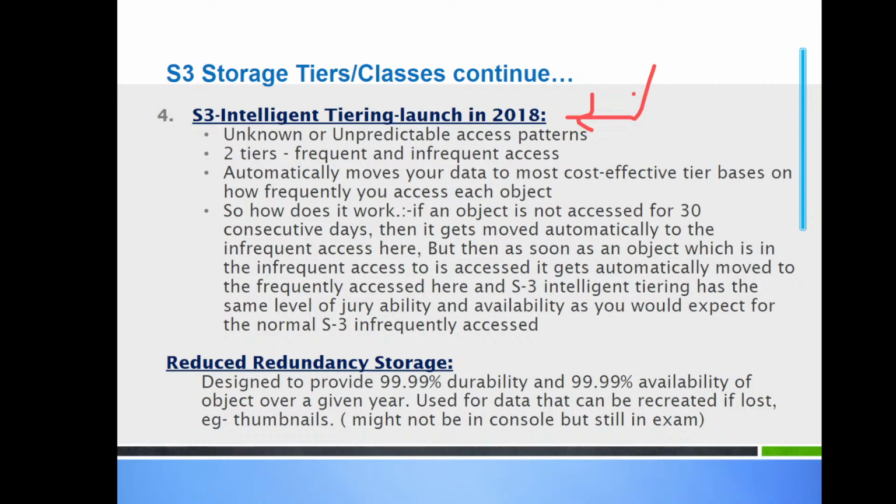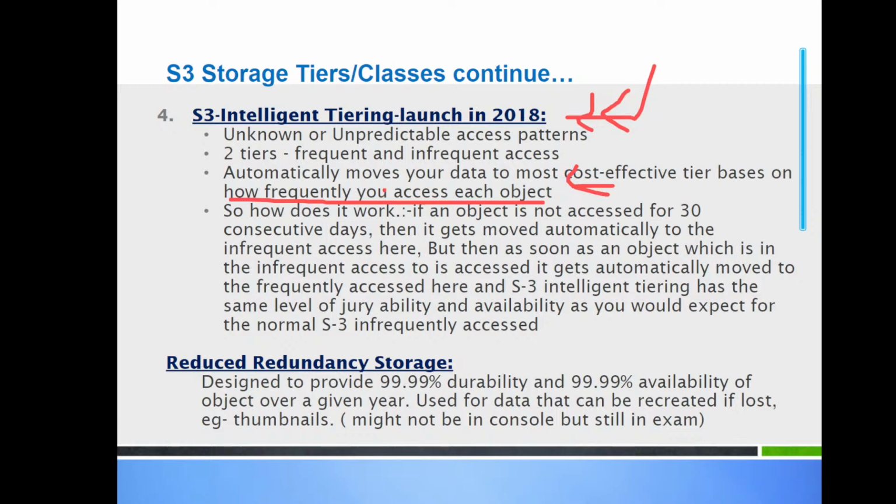So Amazon itself tracks some files and will move them to infrequent access if you enable this feature. So for unknown or unpredictable access patterns, the data is moved between frequent and infrequent access. It automatically moves your data to the most cost effective tier based on how frequently you are accessing the file or object.